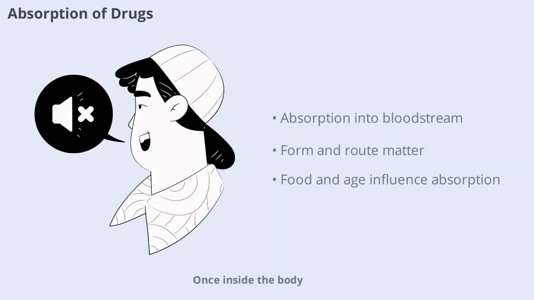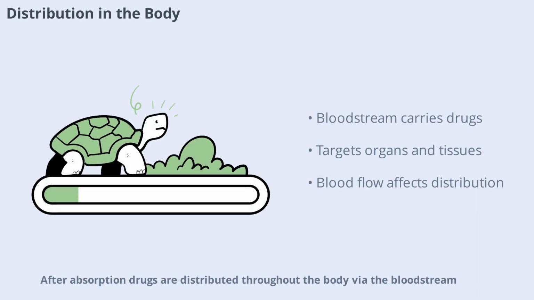Once inside the body, a drug must be absorbed into the bloodstream to have an effect. Absorption depends on the drug's form, the route of administration, and the body's own characteristics. For instance, some drugs are absorbed quickly through the stomach lining, while others take longer in the intestines. Factors like food intake, age, and health status can also influence how much and how fast a drug is absorbed, impacting its overall effectiveness.